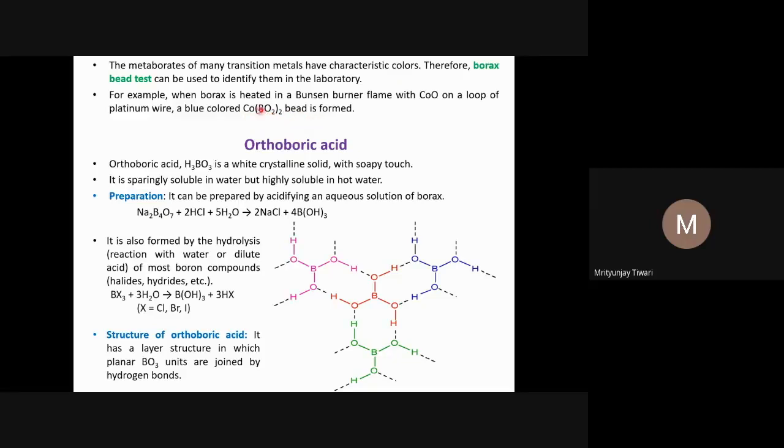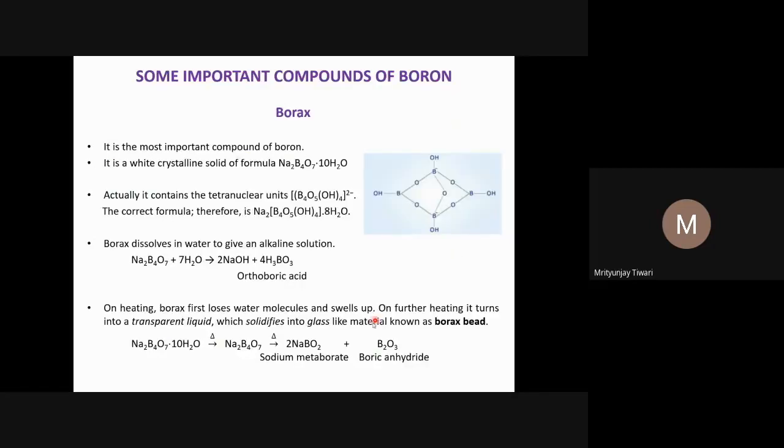So the bead of cobalt metaborate is blue in color, so one can understand that the transition metal is cobalt.